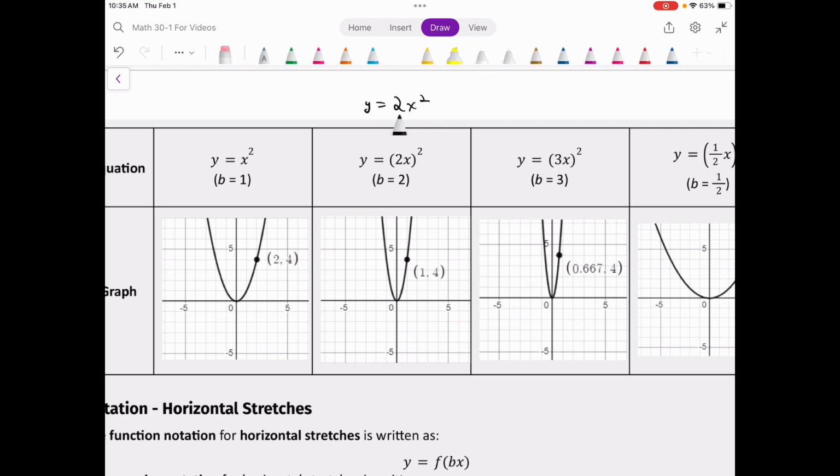This would actually be a vertical stretch by a factor of 2, right? This part was my original equation, and I've just multiplied the whole thing by 2. This is actually just multiplying each y value by 2, okay? So always be careful with that.